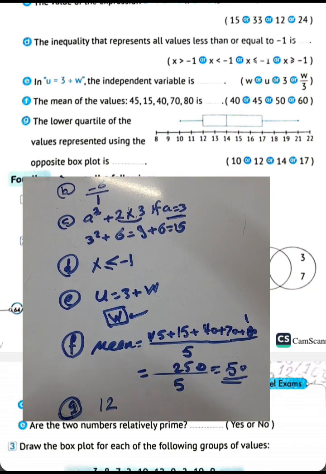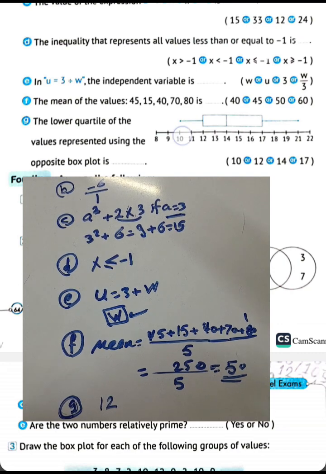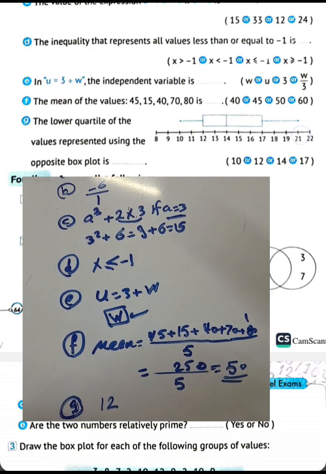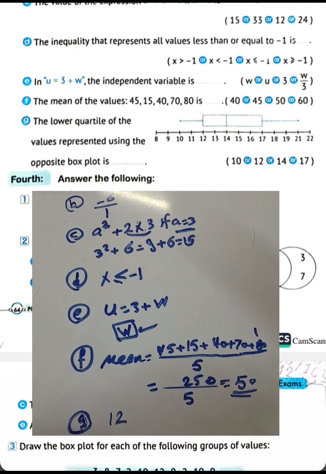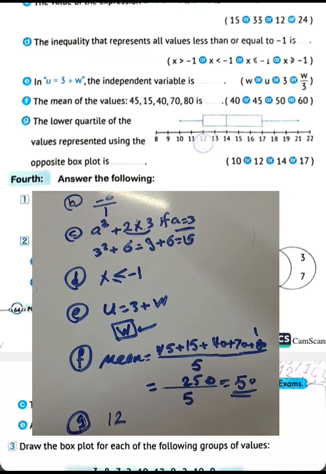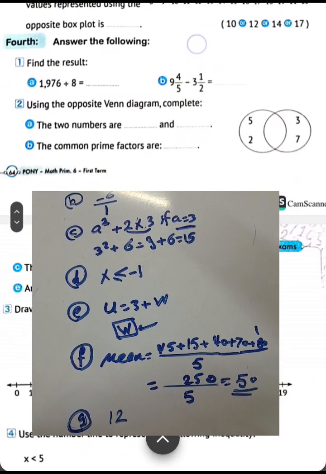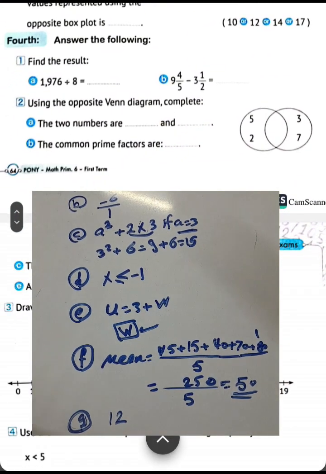And if he asked you about the minimum, it will be 10, the maximum value 21, the median 14, and the upper quartile 17. But in this example, you want to find the lower quartile. The lower quartile here will be 12. It's the lower quartile.